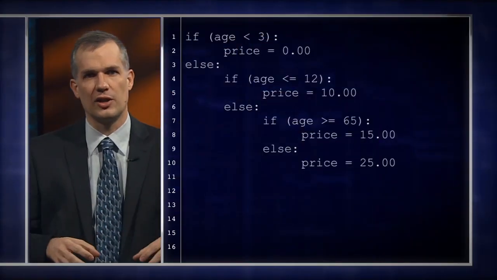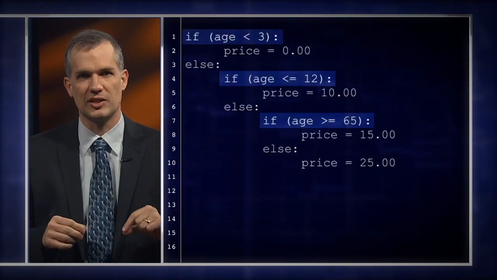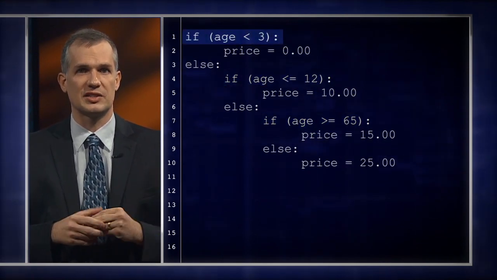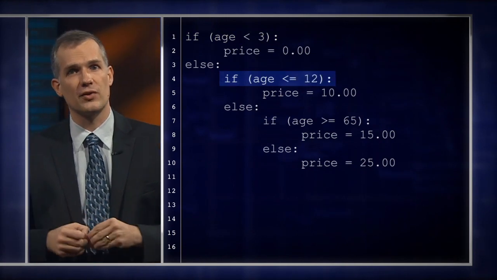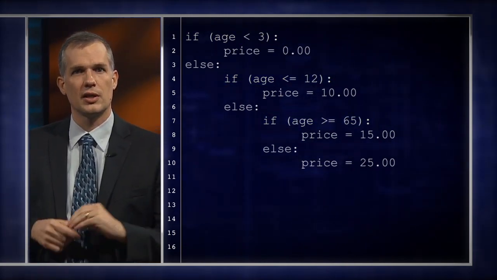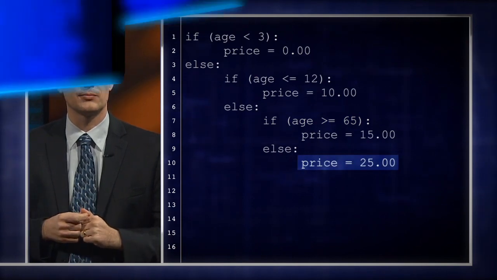If you look at the code here, you'll see we have a few if statements to handle these cases. First, we have the case to check for the youngest kids. Then, we check for the kids 12 and under. Then, we check to see if we have a senior. If not, we use the default price.